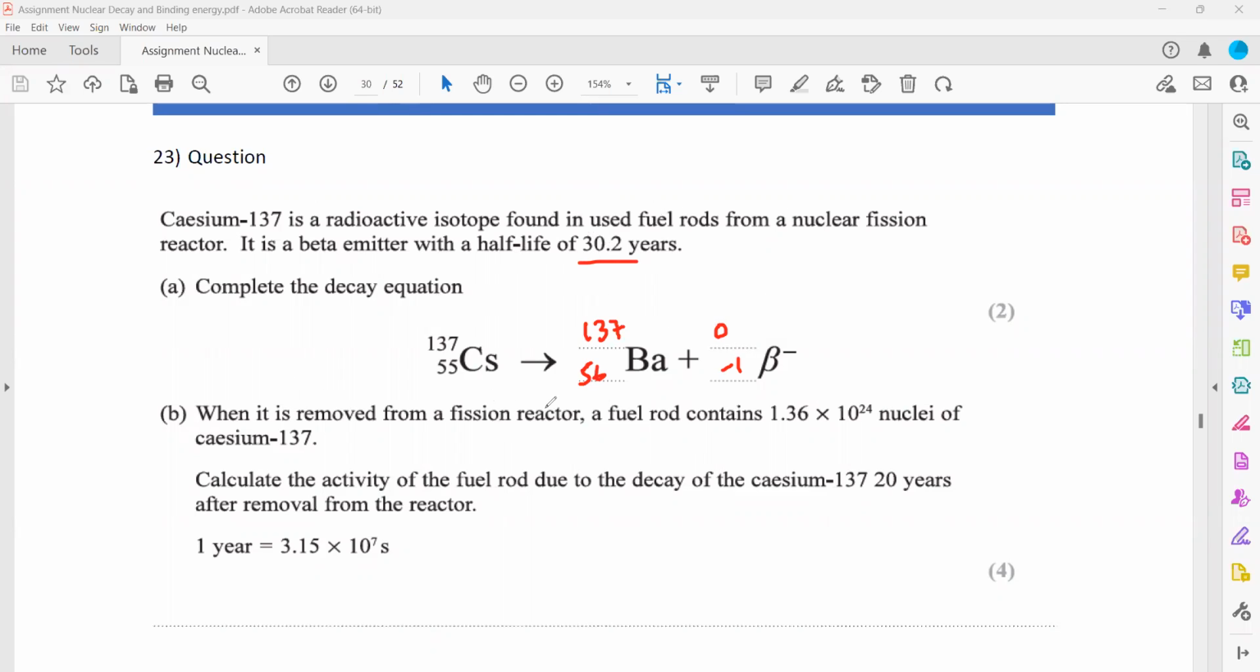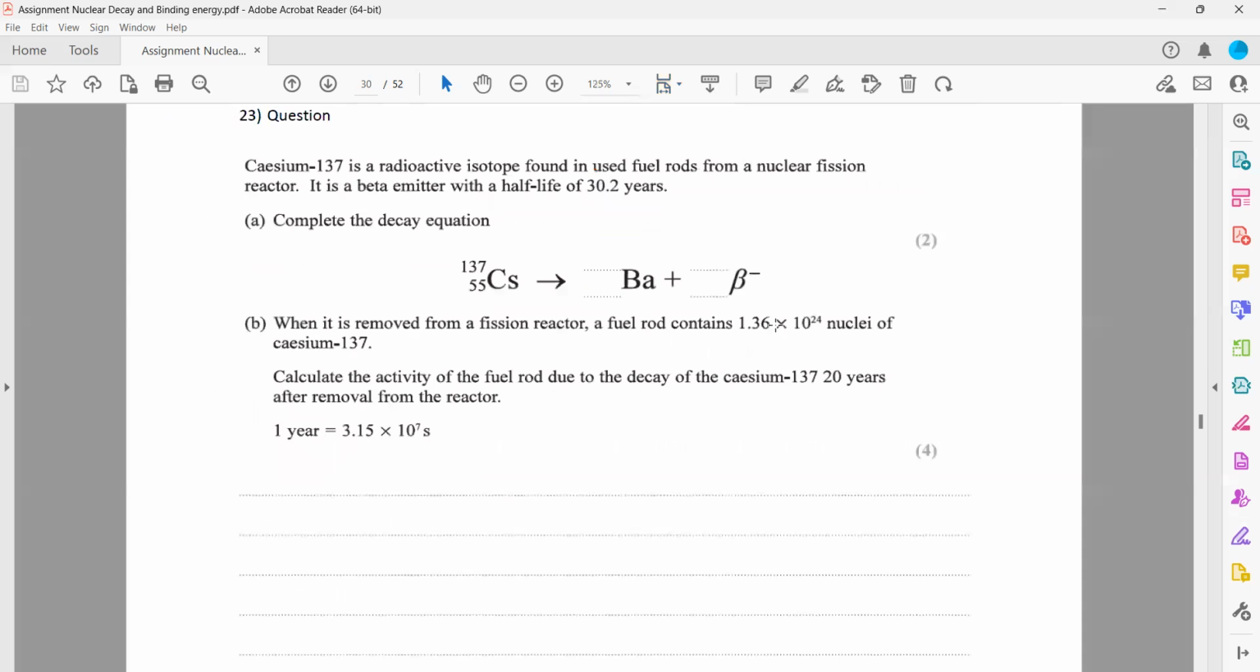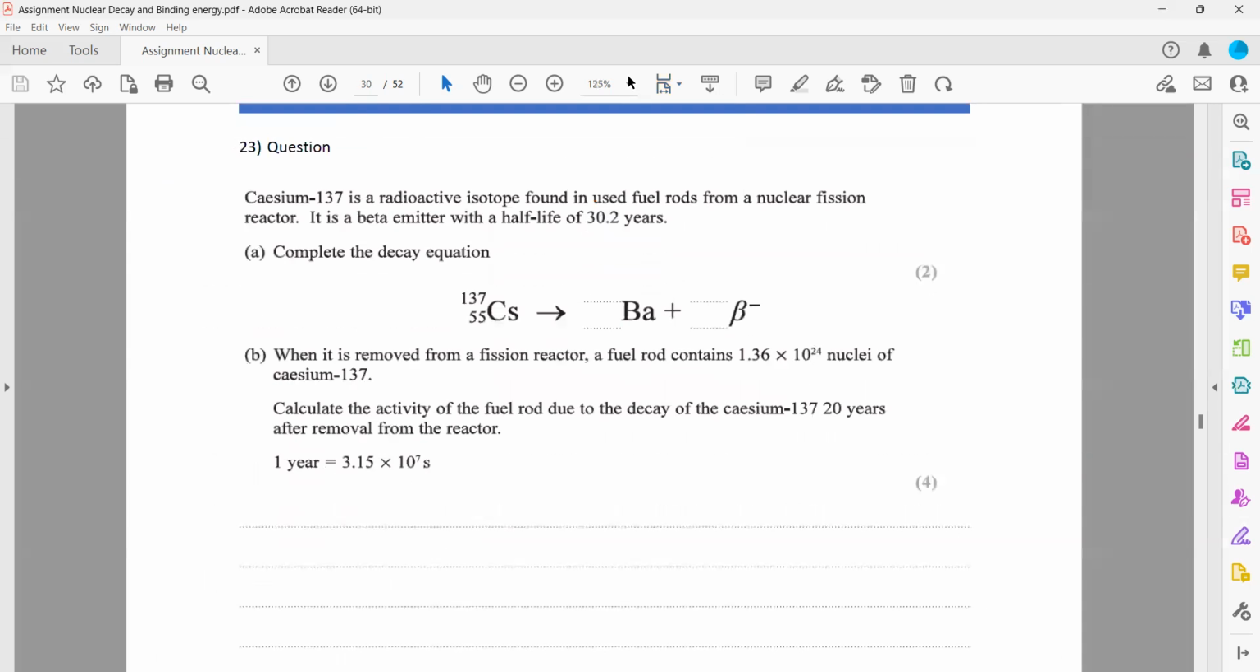When it is removed from a fission reactor, a fuel rod contains 1.36 × 10^24 nuclei of cesium. Calculate the activity of a rod due to the decay of cesium-137 20 years after removal from the reactor. And 1 year is 3.15 × 10^7 seconds. So we need the total activity. Activity is N lambda. If you want to calculate an activity, it's equal to N times lambda.